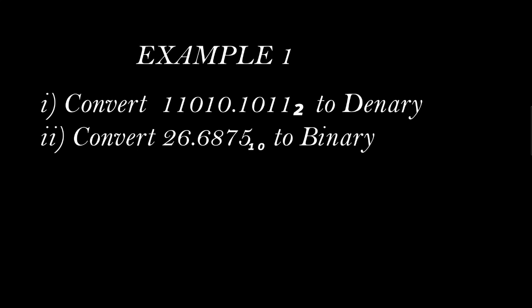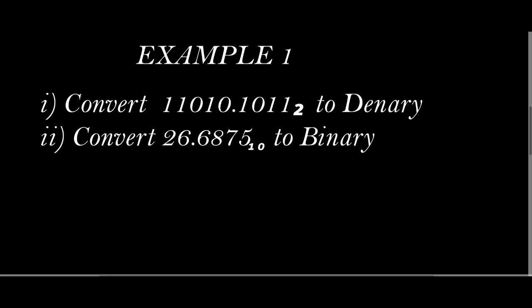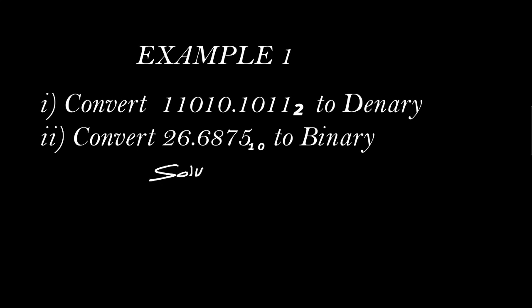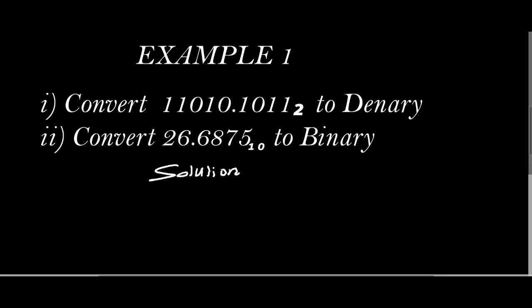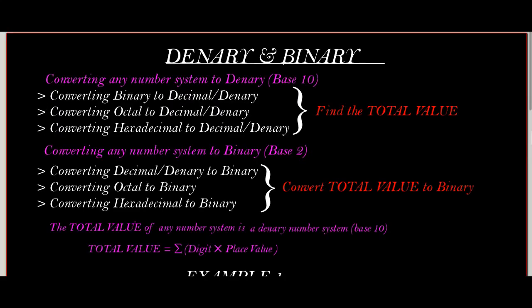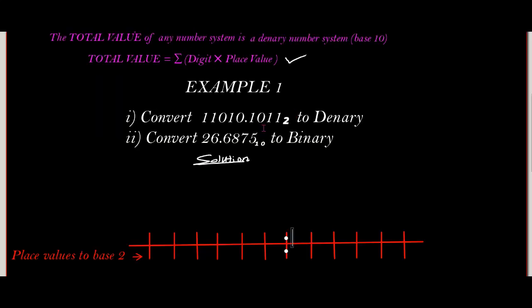Remember, we said for you to convert any number system to denary, you simply find the total value. If you want to convert any number system to base 10, you simply find the total value. And remember, total value is summing up all the digits times their respective place value.